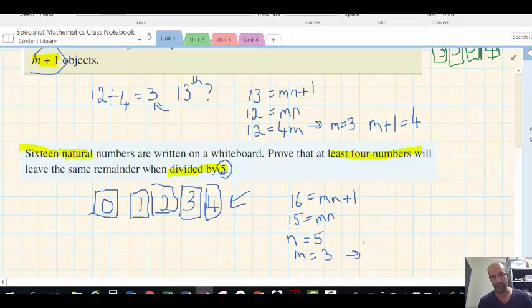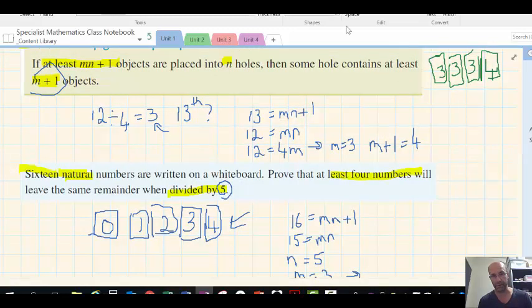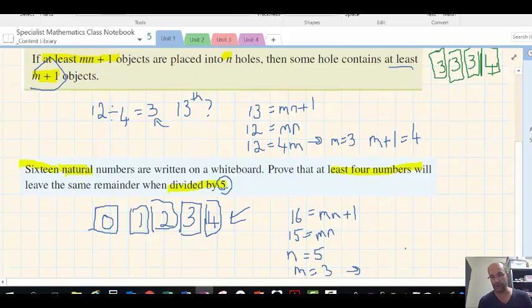So that means we've got m plus 1, according to the generalized pigeonhole principle, of at least. So m plus 1 is at least 4. Therefore that means we've got at least 4 objects there.